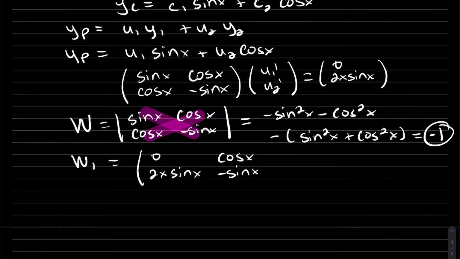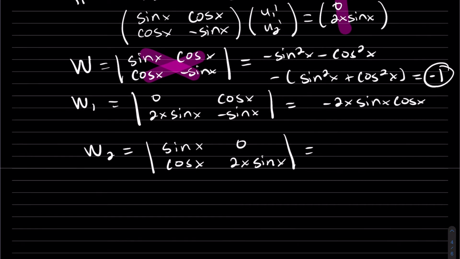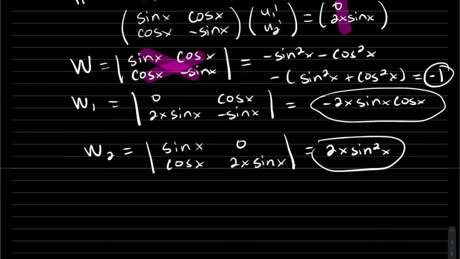We replace the first column, still the determinant we're looking for, with our B. Find the determinant. So that's 0 minus. So we can just drop that 0. My second one. So it's 2x sine squared x minus 0. Let's circle these. So u1 prime is W1 over W.